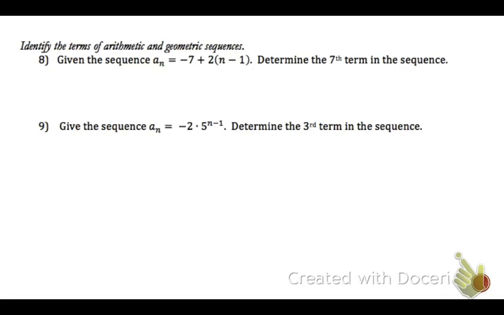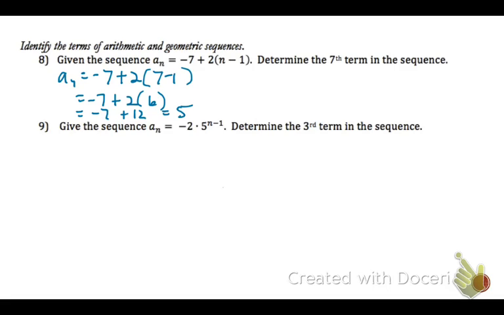So to find the seventh term, we're going to plug in 7 for n. So we'll take -7 plus 2 times 7 minus 1. So -7 plus 2 times 6. -7 plus 12. So the seventh term in the sequence is 5.